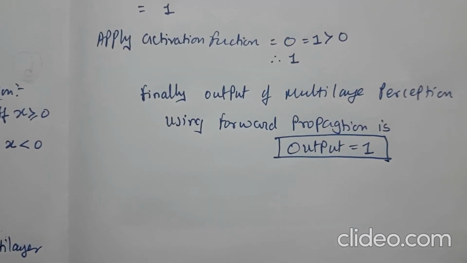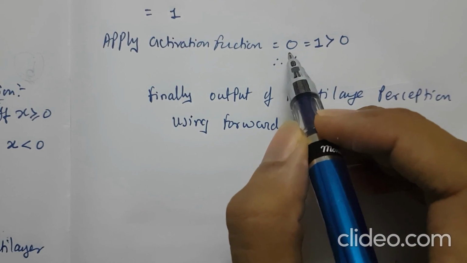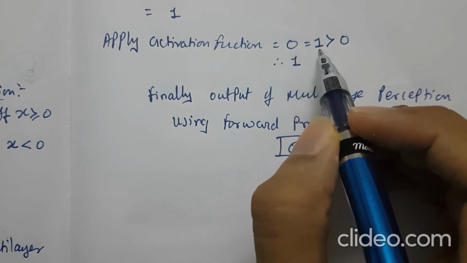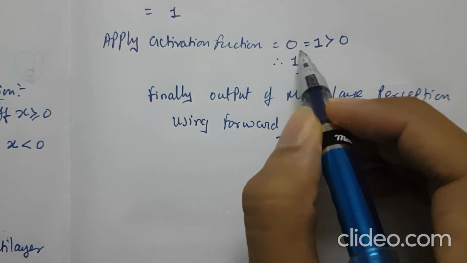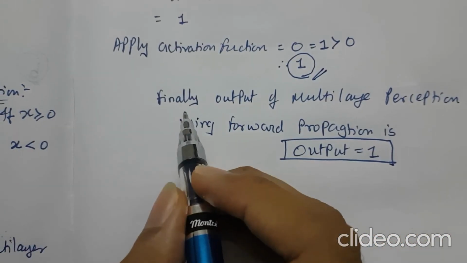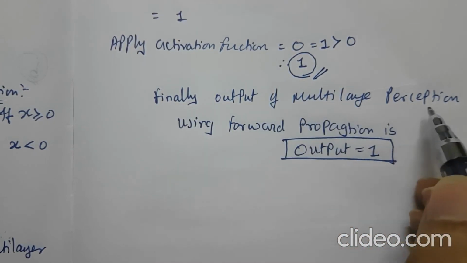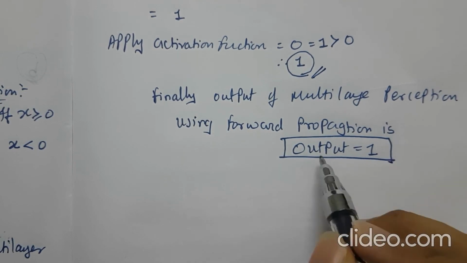Again we apply the activation function on the output answer. Here we can see the output is 1, which is greater than 0. So the final output we have achieved is 1. So finally, the output of the multi-layer perceptron using forward propagation is 1.